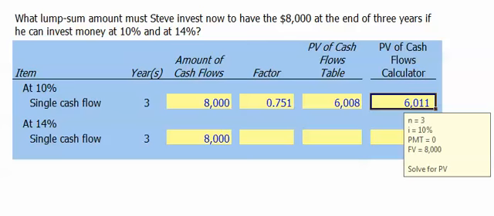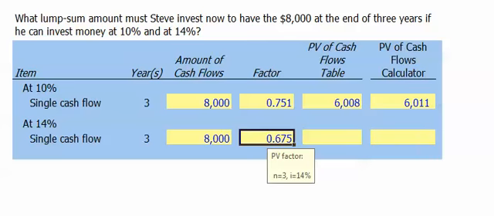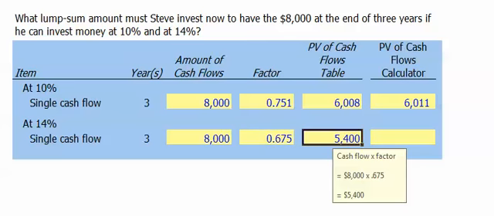At a 14% interest rate, the present value interest factor for 3 years and 14% interest is 0.675. If we multiply that by $8,000, we find a present value of $5,400. So if Steve were to invest $5,400 today at 14% interest, it would grow to $8,000 in 3 years.